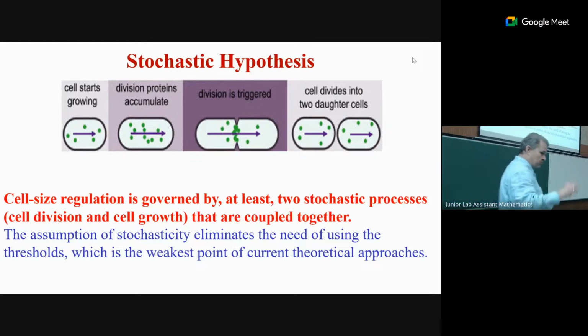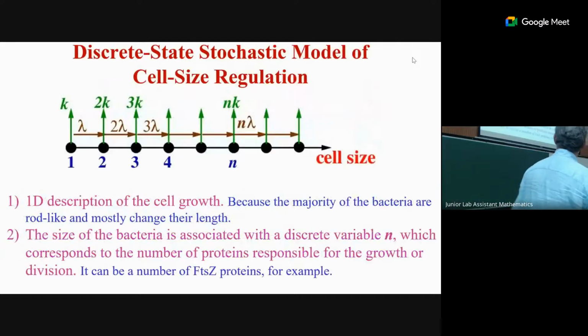Remember, this is an interesting story. You have effectively a very deterministic outcome, right? And my idea is that a stochastic picture can explain this. This is our hypothesis: that cell size regulation may be due to the coupling of several stochastic processes. As soon as you assume stochasticity, there is no need to think about a threshold. Threshold behavior should come naturally. This is the main idea.